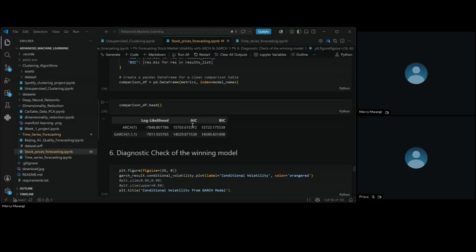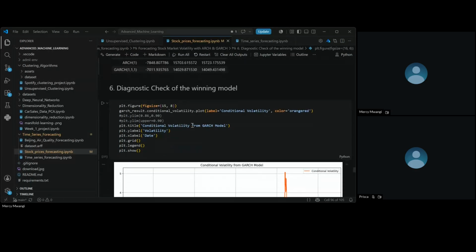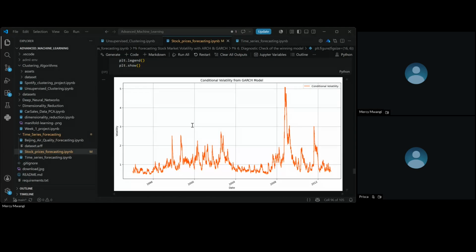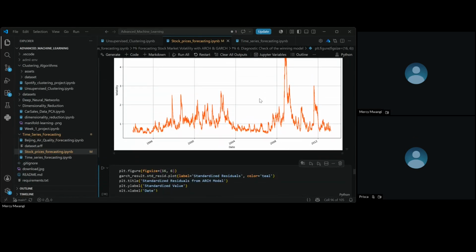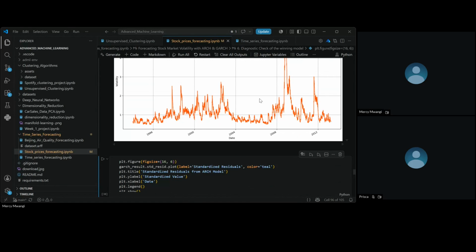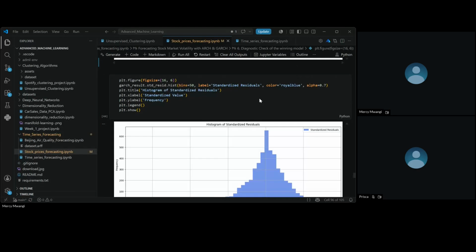what's it called? You go ahead and do a diagnostic check of that model. And the diagnostic check includes plotting the conditional volatility, right? And seeing if you actually can see that volatility clustering. Of course, plotting the standardized residuals. Plotting a histogram of the residuals, they should have a normal distribution.